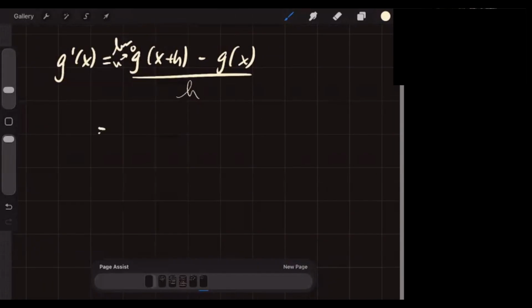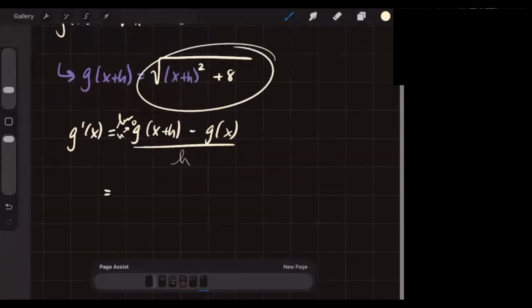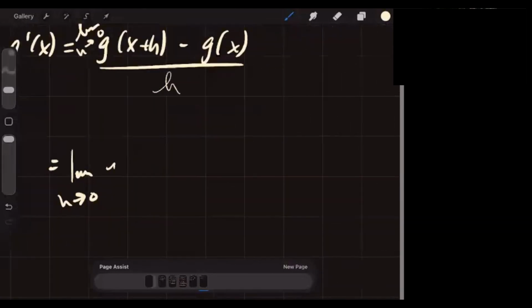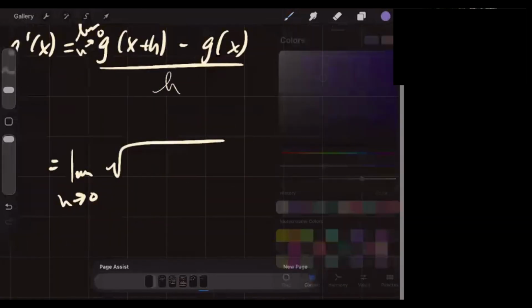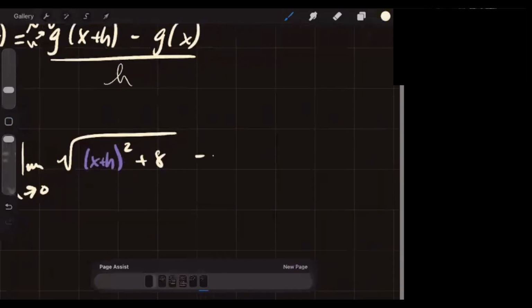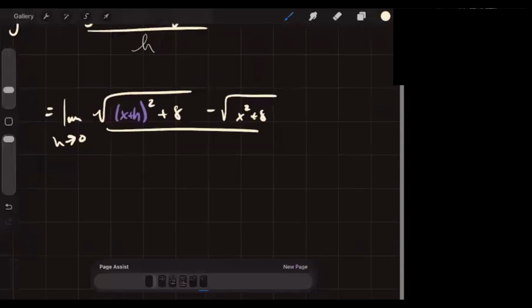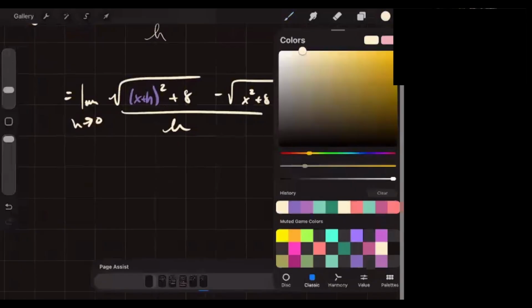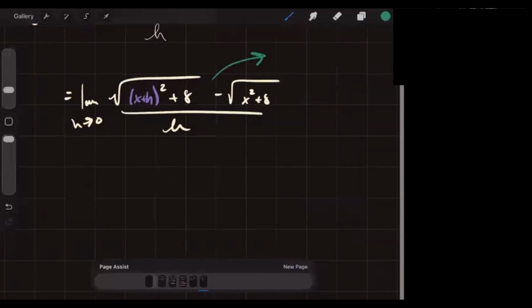And that's going to equal, well, we know what g(x plus h) is. It's this guy, right? And so we're going to write that as the limit as h approaches 0 of the square root of (x plus h) squared plus 8 minus the square root of x squared plus 8, all over h, right? It's very hard to work with this, but what we can do is multiply by the conjugate.